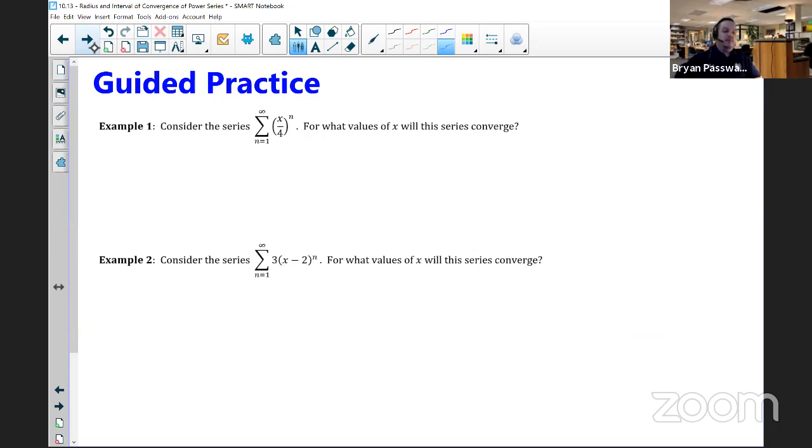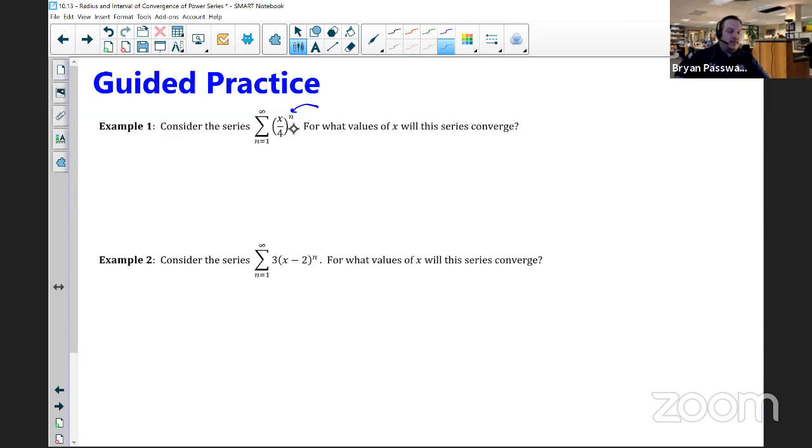So let's look at some examples here. Consider the series x over 4 to the n power. For what values of x will this series converge? Well, first of all, we see it's geometric, right? Because the n is the exponent. Whenever you see the n as the exponent, you know it's a geometric problem. So even though there's an x in the problem, I don't have to let the x confuse me at first.